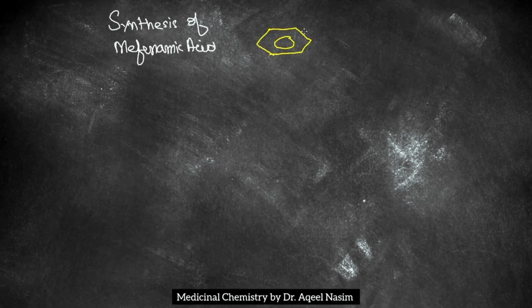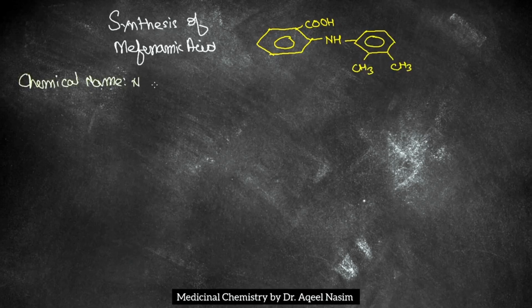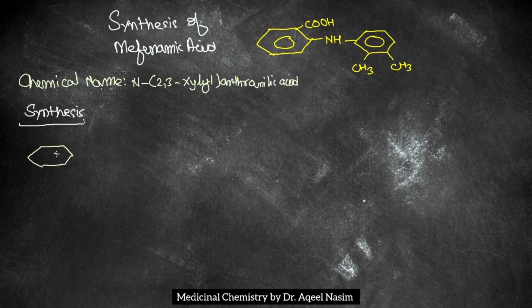Today we are going to discuss the synthesis of mefenamic acid, another drug belonging to the NSAIDs, non-steroidal anti-inflammatory drugs. Here is the basic structure of mefenamic acid. The chemical name is N-2,3-xylyl anthranilic acid.